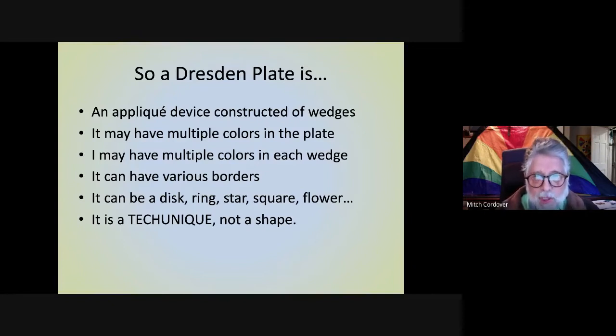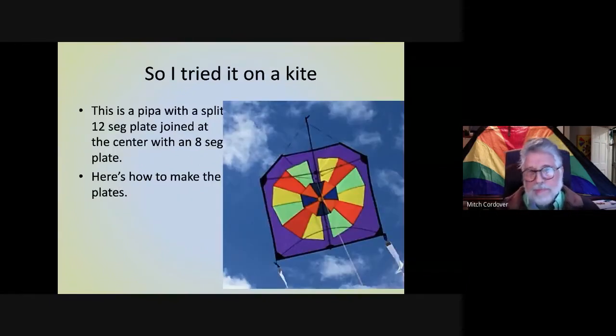They can be different colors, they can have different colored sections. Each section can be different colors. It can have all kinds of borders, and you can arrange them as discs and rings and stars and squares and flowers. It's actually a technique and not a shape. And so with that basic approach, I made this kite.